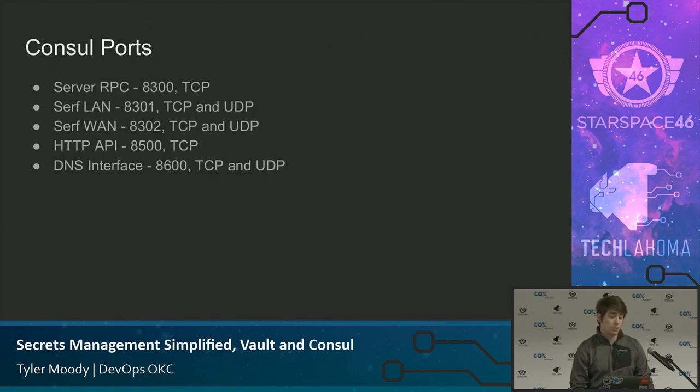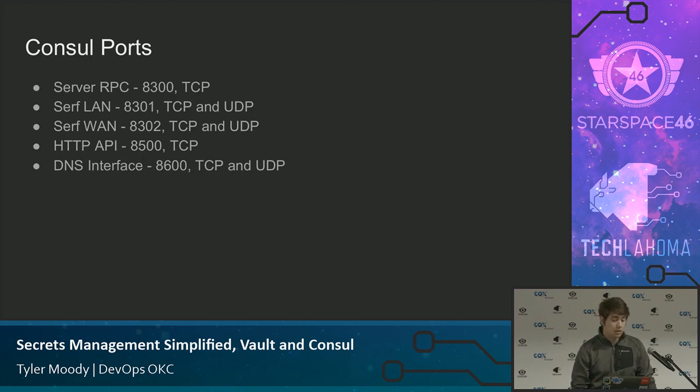Here's the list of Consul ports. Server RPC, 8300 on TCP. Serf LAN, 8301 TCP and UDP. Serf WAN, 8302 TCP and UDP. So server RPC is general traffic. LAN and WAN is Consul servers trying to communicate as a cluster.